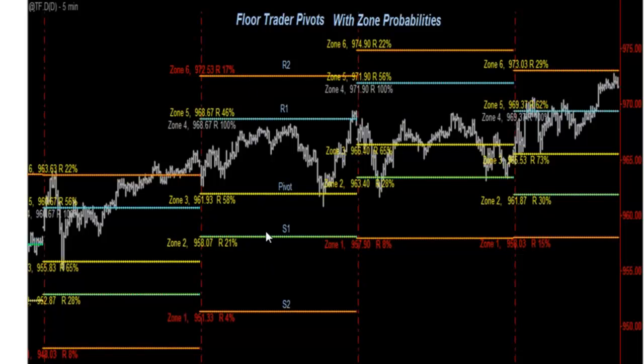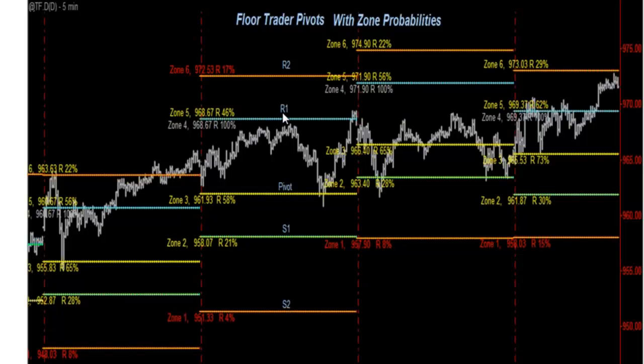You can see that these lines change with every day. The vertical lines are the day breaks. The other thing that we see is these numbers here. The first number is the actual price, and the second number is the key thing that we're talking about today, and that is the percent chance that the price will reach this particular zone. For example, up here in R2, everything above R2 is zone 6, and it says that the zone boundary is 972.53, and there's only a 17% chance that it will reach that zone.